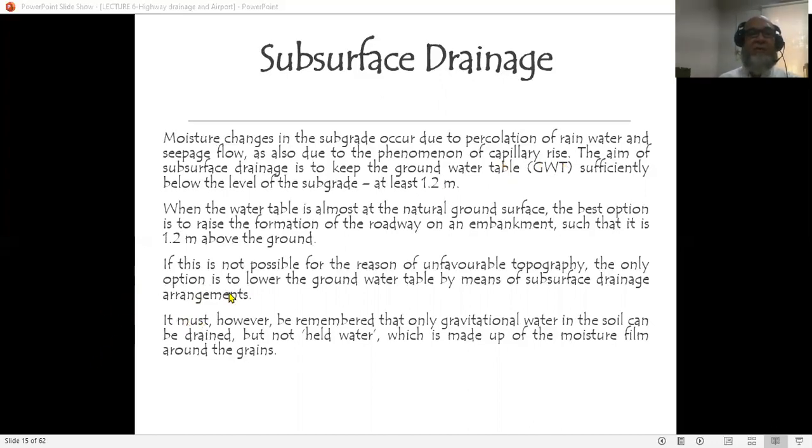Now, if this is not possible because of unfavorable topography, the only option is to lower the groundwater by means of a subsurface drainage arrangement. It must, however, be remembered that only gravitational water in the soil can be drained, but not held water, which is made up of the moisture film around the pores.